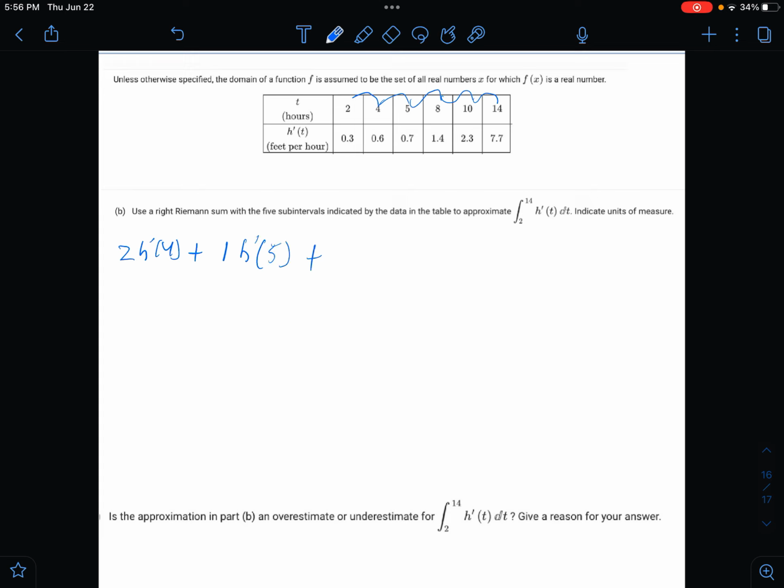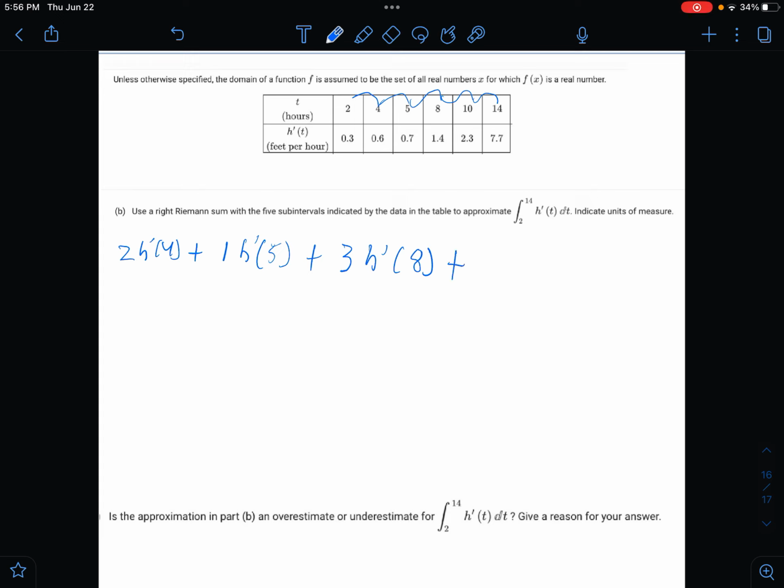Right, now let's add. We've already done the first subinterval, 2 times h prime of 4. The second subinterval is done, 1 times h prime of 5. Now let's go into the third subinterval. Since we've done 2 to 4 and 4 to 5, let's do 5 to 8. The difference between 8 and 5, so 8 minus 5, is 3, times h prime of the rightmost point, which is 8. So let's put 8 right here.